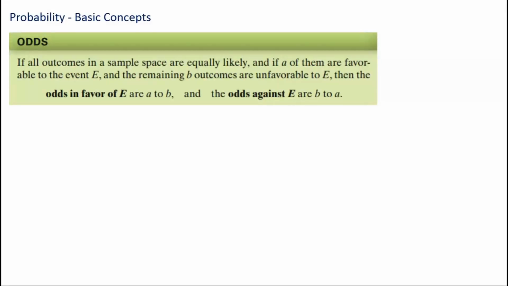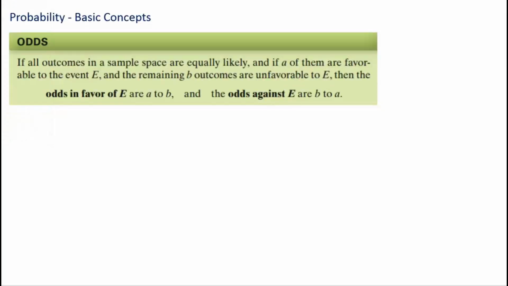If all outcomes in a sample space are equally likely, and if A of them are favorable to the event, and the remaining B outcomes are unfavorable to the event, then the odds in favor are A to B, and the odds against are B to A. Okay, so let's think about that for a minute.